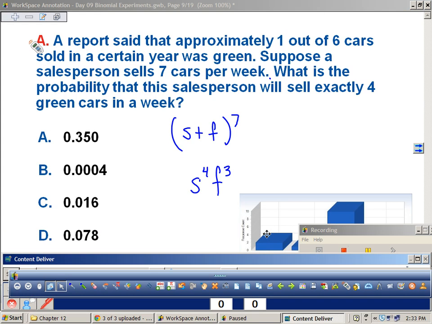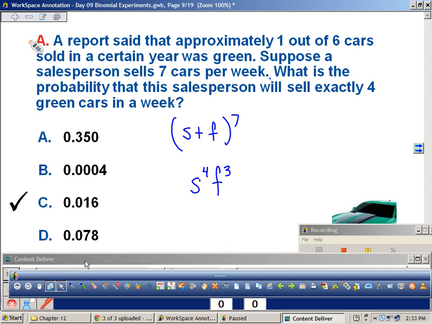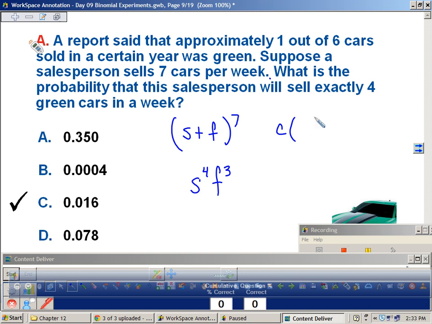Better. Good, good, good. It's C. All right, let's set it up. That would be choose. 7 cars. How many is he gonna sell that are green? 4. What's the probability of selling a green car? 1/6 to the 4th. What's the probability of not selling a green car? 5 over 6 to the 3. Yes, sir. Okay, so 7 choose 4. If you put that in your calculator, you should get 35.